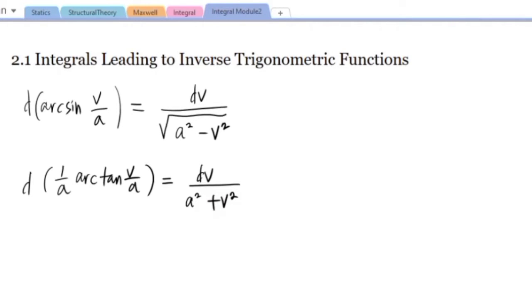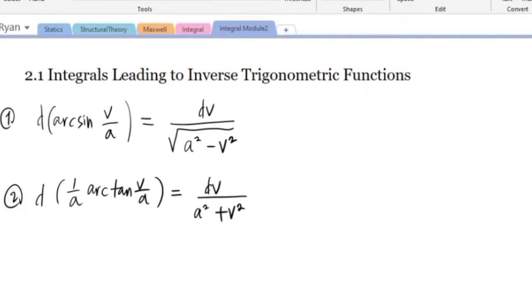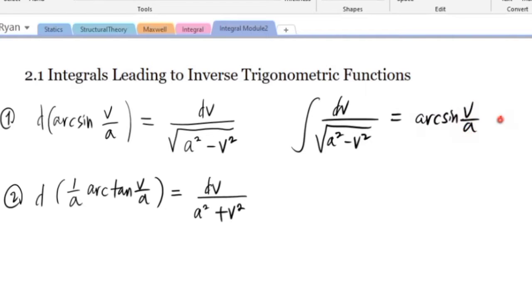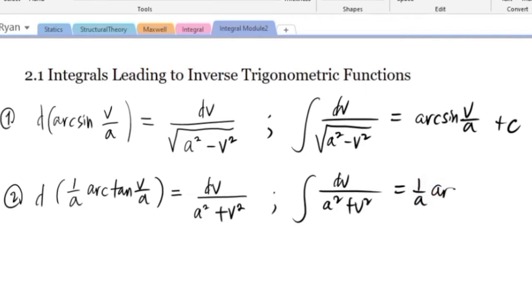And the derivative of 1 over a, arctangent of v over a, is equal to dv over a squared plus v squared. So from these two equations, we can say that the integral of dv over the square root of a squared minus v squared is just equal to arcsine of v over a plus c. And the integral of dv over a squared plus v squared is equal to 1 over a arctangent of v over a plus c.